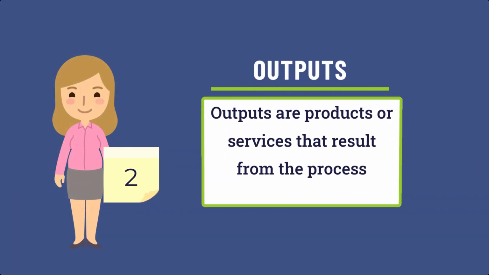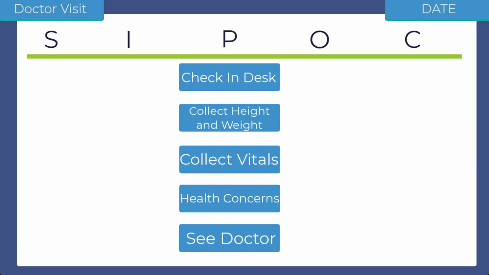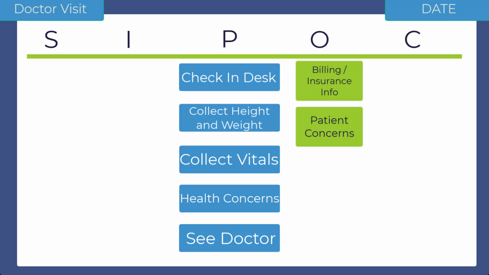Next, we move to outputs, products or services that are a result of the process. We will move to the right on the map and list the outputs under O. In our case, the outputs are going to be information, since that's the product that is generated from the process. The information includes billing and insurance info, patient health conditions and concerns, and patient vital signs.